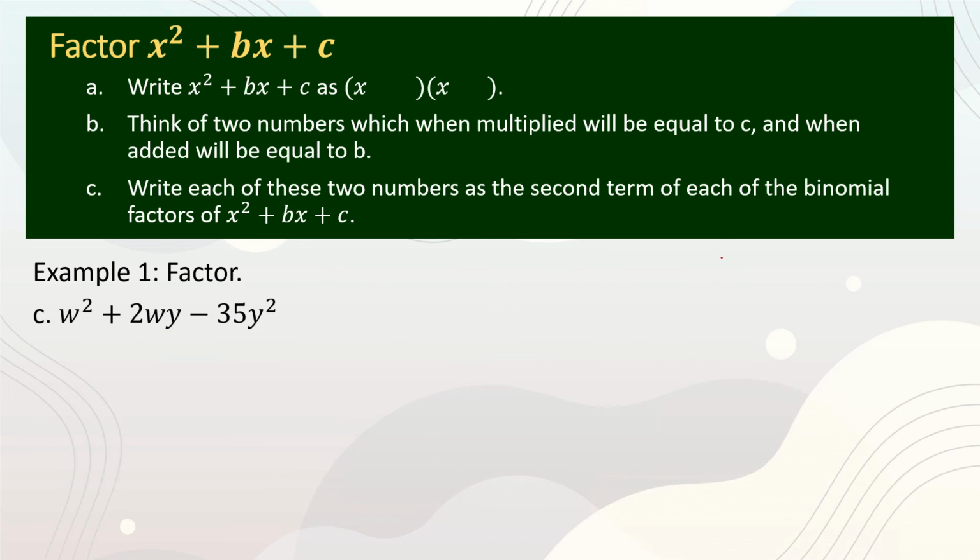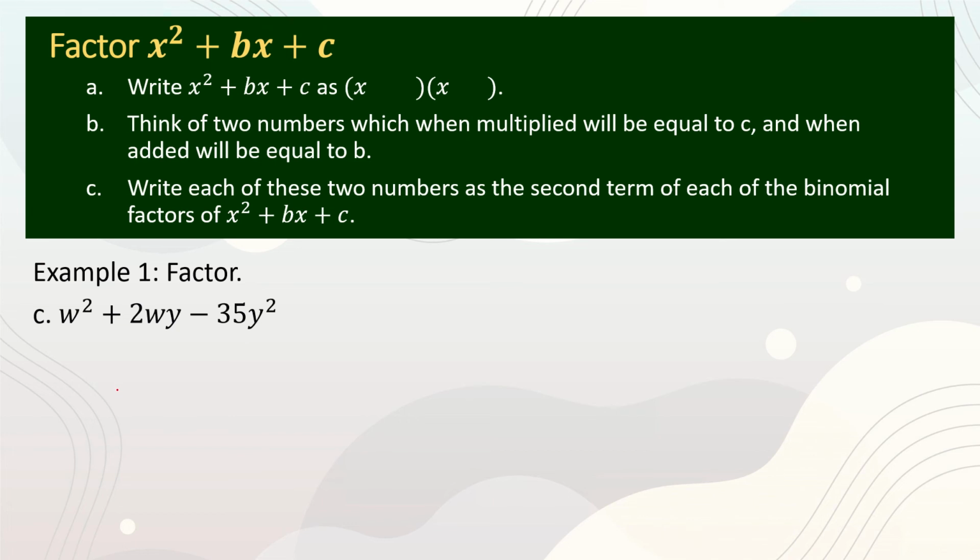Okay, let's have another example. So w squared plus 2wy minus 35y squared. So this is a little bit challenging. So you really have to be patient in terms of finding out the factors. At the very beginning, it would be quite difficult. But since you'll be using it time to time until you reach college, you will get used to it. And in terms of speed, you'll be faster. So you just have to be patient.